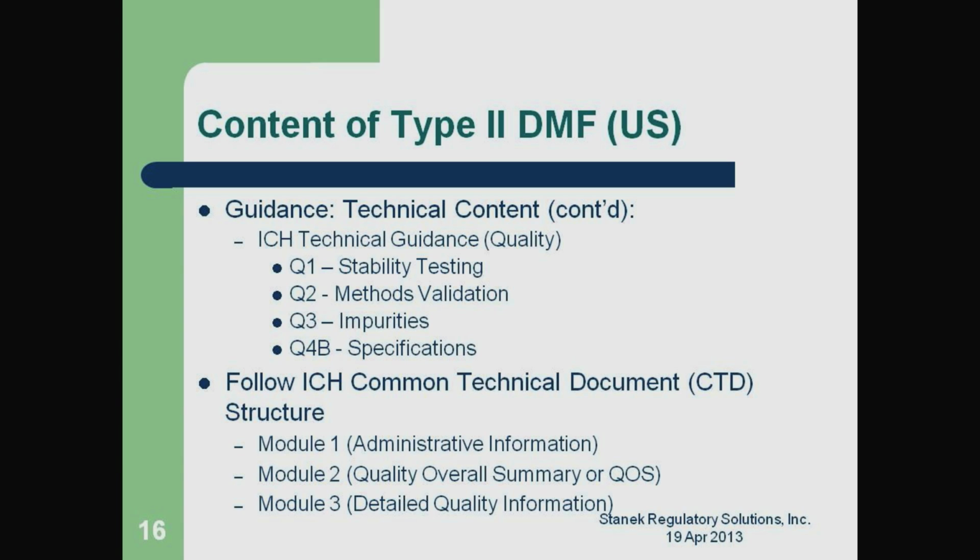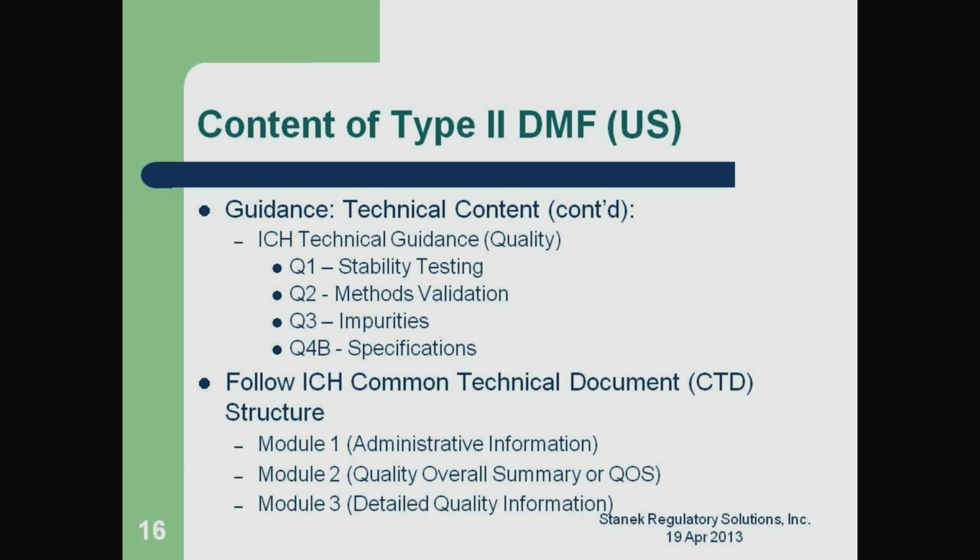Q1 series is around stability testing. The Q2 series is around methods validation. The Q3 series is around impurities, including residual solvents. The Q4B is around specifications. So again, we're going to want to follow the ICH Common Technical Document structure.